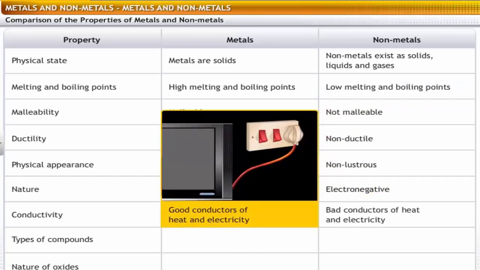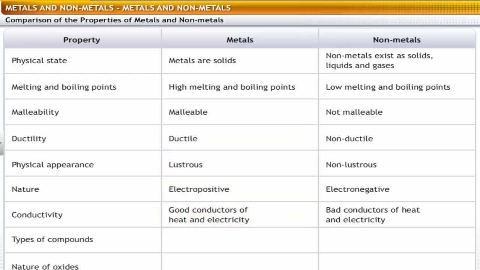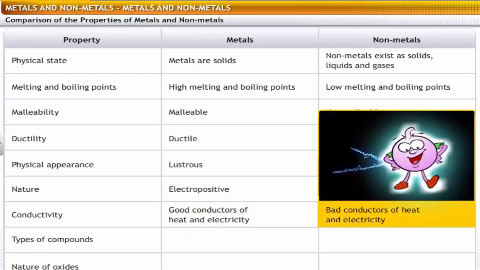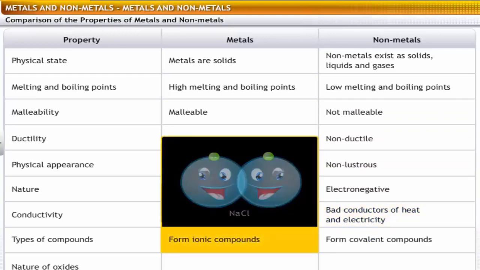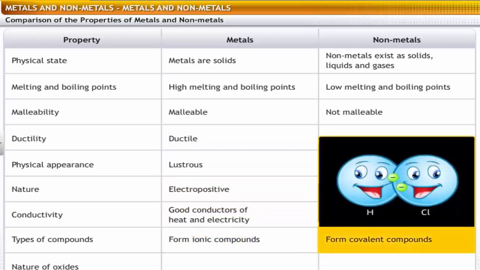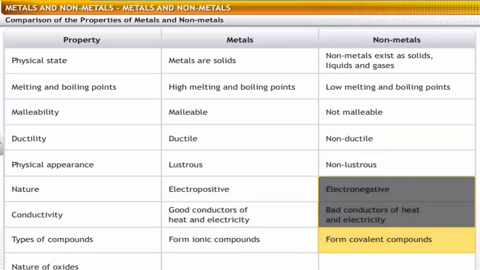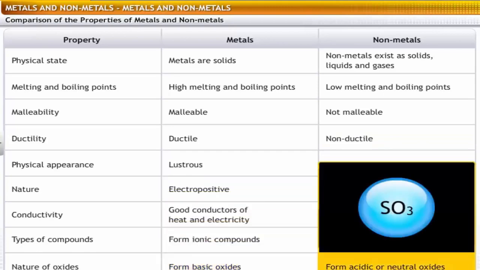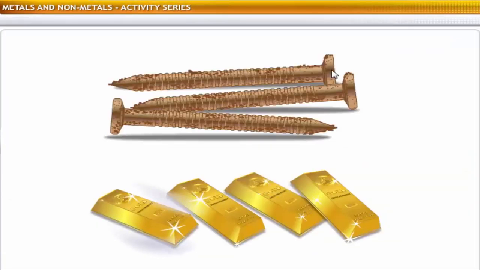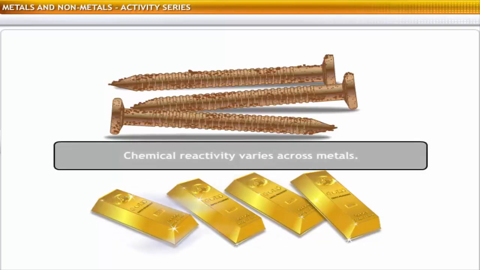Metals are good conductors of heat and electricity, while non-metals are bad conductors of heat and electricity. Metals form ionic compounds, while non-metals form covalent compounds. Metals form basic oxides, while non-metals form acidic or neutral oxides. Gold never rusts, because unlike iron, it does not react with atmospheric oxygen. This is because chemical reactivity varies across metals.